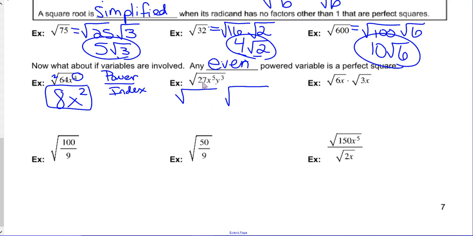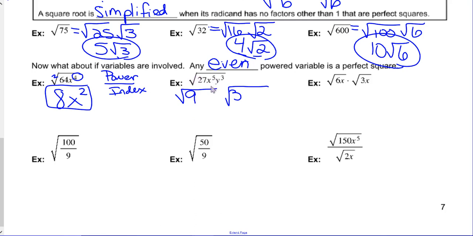So if I look at 27, which one of those perfect squares goes into 27? 1, 4, 9, 16, 25, and I stop there. It can't go above 27. Hopefully you're saying 9 is the perfect square that goes into that. So 9 times what is 27? Well, that's a 3, so that needs to be in the leftover. X to the 5th is not a perfect square because I can't divide 5 by the 2 evenly.